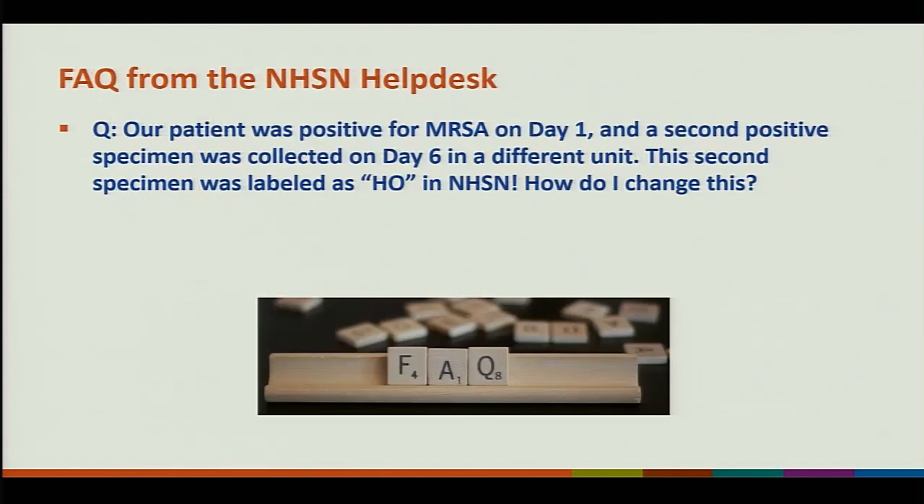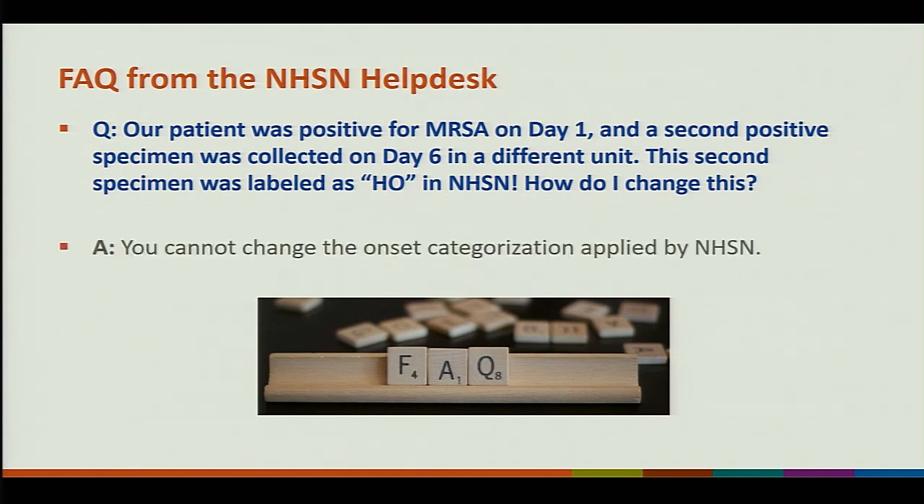So, another common question is that our patient was positive for MRSA on day 1, and a second positive specimen was collected on day 6 in a different location, in a different unit. The second specimen is labeled HO in NHSN. How do I change this? Well, the answer is you cannot change the onset categorization as applied by NHSN.